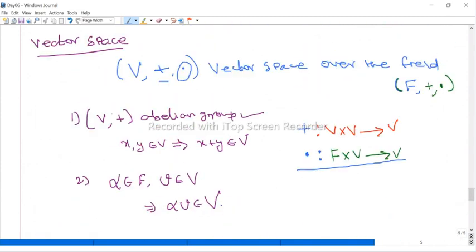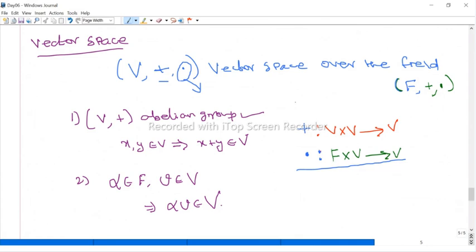This is scalar multiplication. Therefore, you need not check that if we take any two elements in V, the product is in V. We cannot define that, because we cannot take the product of two vector elements. We can take the product of one scalar element and a vector.